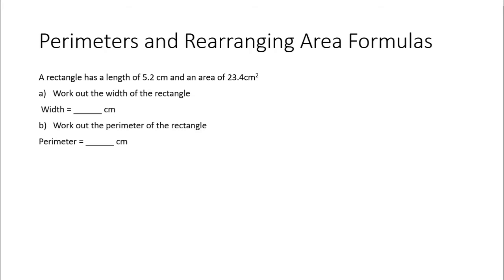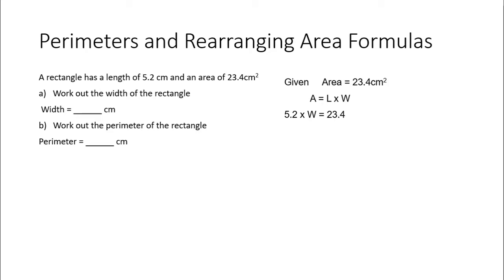Next, perimeter and rearranging an area formula. Again, they gave us the area this time. A rectangle has a length of 5.2 centimeters and an area of 23.4 centimeters squared. So they give us the area. We set up the area formula for this rectangle. The area of a rectangle is length times width. So I'll substitute the values that I'm given in the question into this formula, and I'll rearrange to figure out what the width is. I know that the area is 23.4, and I know that the length is 5.2.